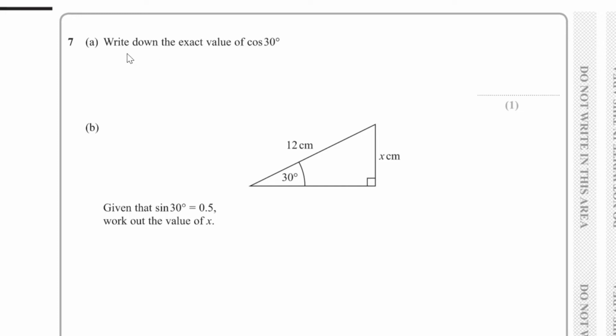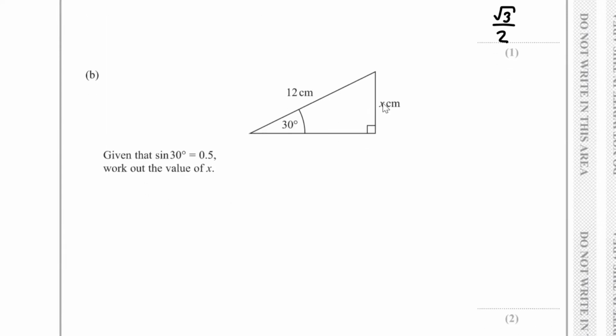Question number 7, we have to write down for part A the exact value of cos 30. Well, cos 30 is the same as root 3 over 2. Now for part B, we're given this diagram here, and given that sine 30 is 0.5, we have to work out the value of x. So here, sine of an angle, in this case sine 30, is equal to the opposite x over the hypotenuse, 12. So we need to find out what x is.